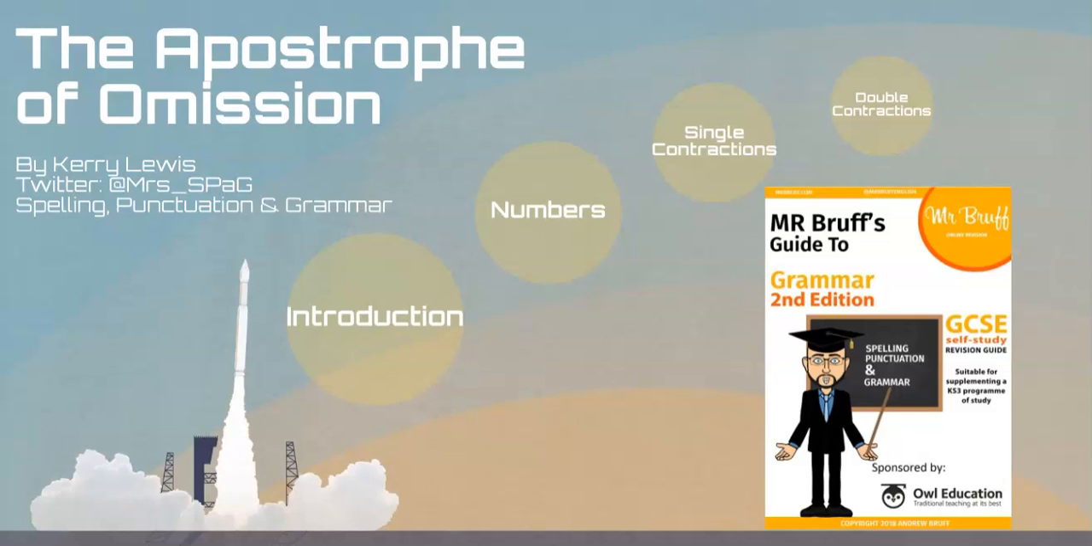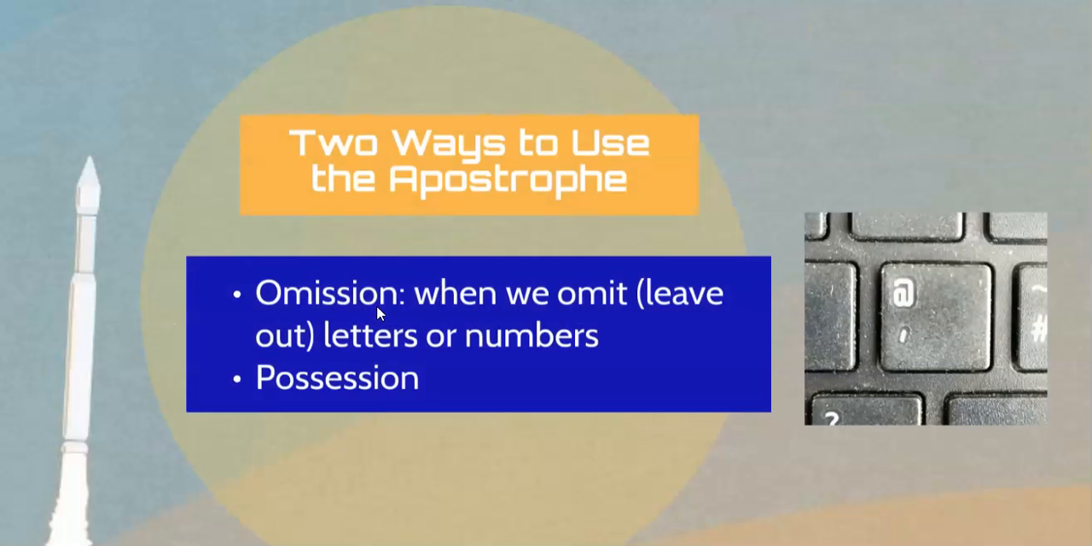Today I'm going to talk about how to use the apostrophe of omission. There are two ways to use the apostrophe. The first is with omission, which is when we omit or leave out letters or numbers, and that's the focus of today's video. The second use is to show possession or ownership, and there's a separate video about this to explain it in my punctuation playlist.